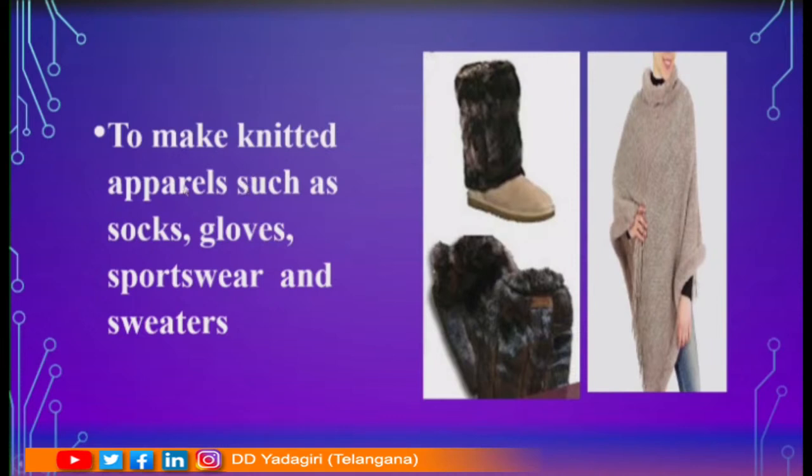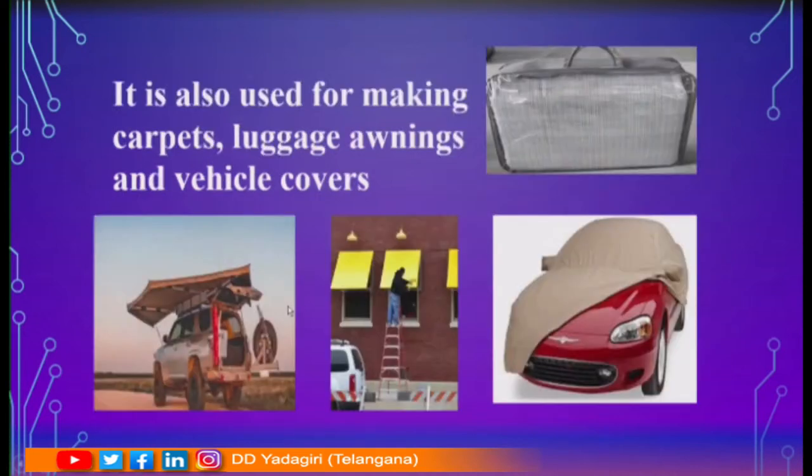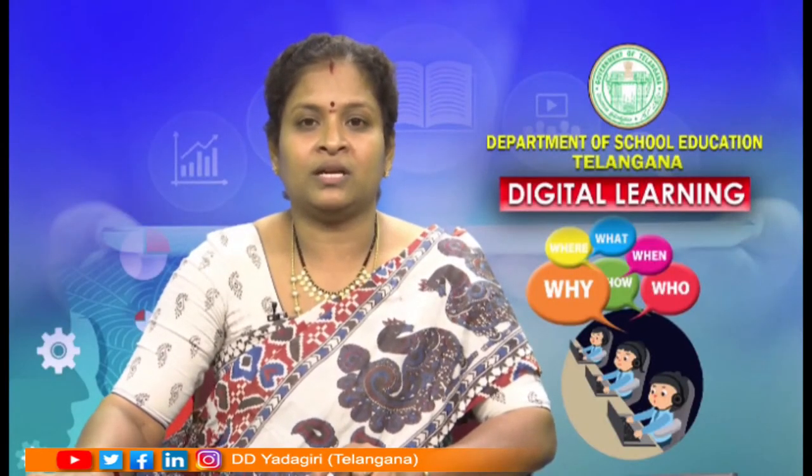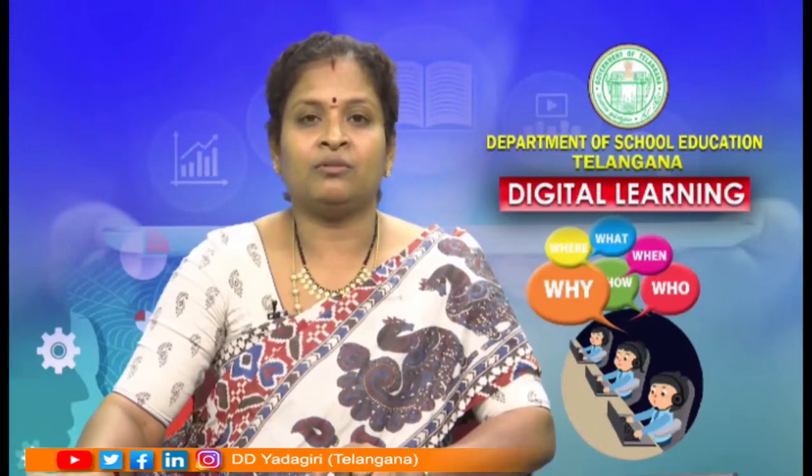The fibers can be knitted to make socks, gloves, sportswear and sweaters. These are all the uses of acrylic. Acrylic can also be used for making carpets, luggage awnings and vehicle covers. What are luggage awnings? You can see this suitcase is covered with a cover. This will not damage or spoil the suitcase inside. So it can be carried anywhere. It is even heat resistant and cold resistant. And that is why this luggage is covered with luggage awning.